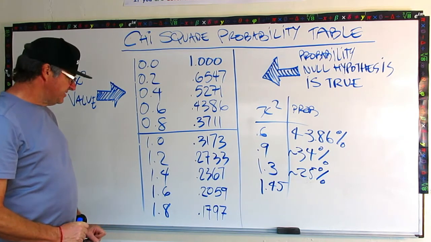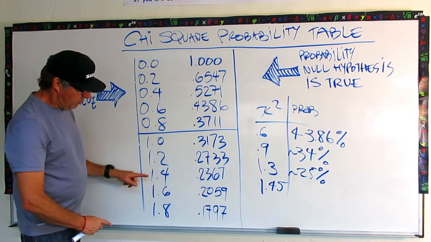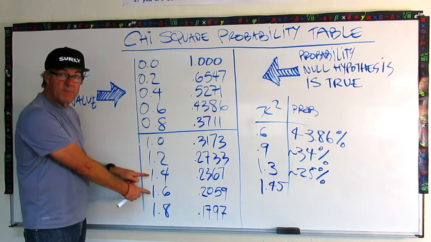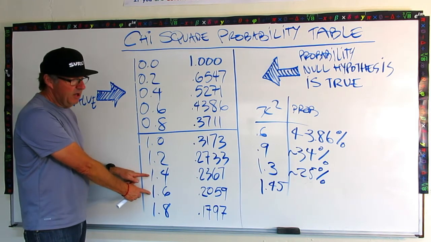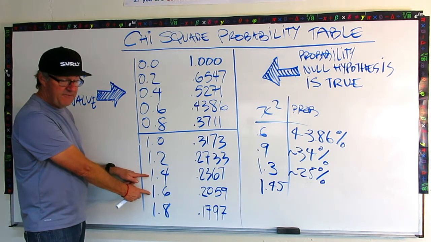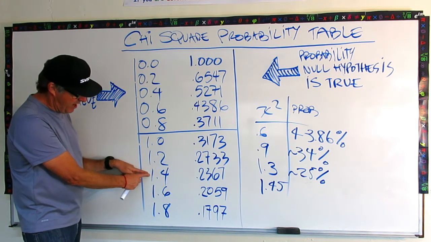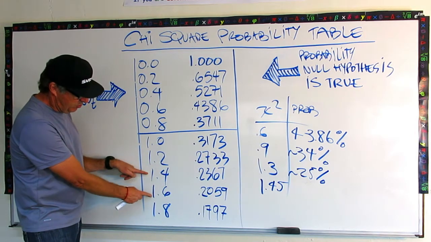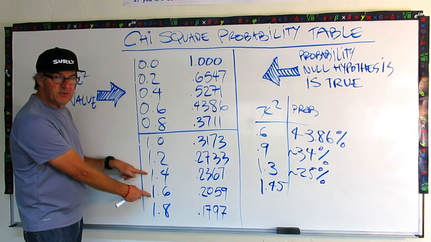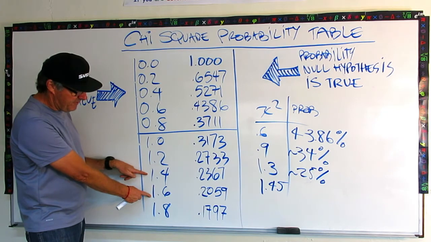Okay, let's take a look at the table. 1.4, then I go to 1.6. Okay, 1.45 is 1/4 of the way from 1.4 to 1.6. So it's not half, it's just 1/4 of the way.